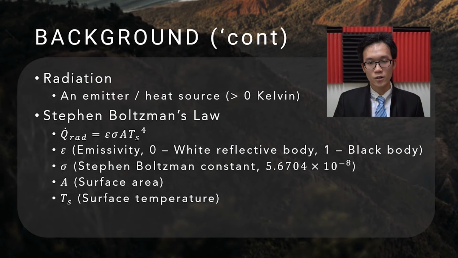Radiation, on the other side, requires an emitter, also known as a heat source. Every object, no matter living or non-living, with a temperature above 0 Kelvin will emit radiation to its surroundings. The Stefan-Boltzmann law is applied here to solve the radiation problem. Epsilon in the equation refers to the emissivity. Sigma is the Stefan-Boltzmann constant, A is the surface area, and Ts is the surface temperature.